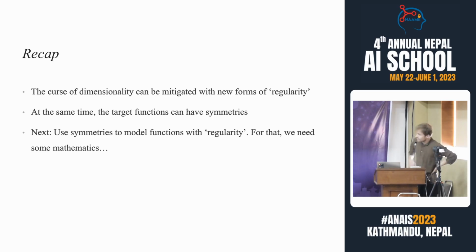The recap. We introduced this curse of dimensionality, right? And we saw that in order to mitigate this, we can use a new form of regularity. For the nearest neighbor classifier to work, we need this form of regularity. At the same time, we saw that the target function can have symmetries. If you have a data set, for example images, and a classification task, the problem often encodes some kind of symmetry. So what we're going to do next is use these symmetries to model these functions with regularity. For that, we're going to need some mathematics.